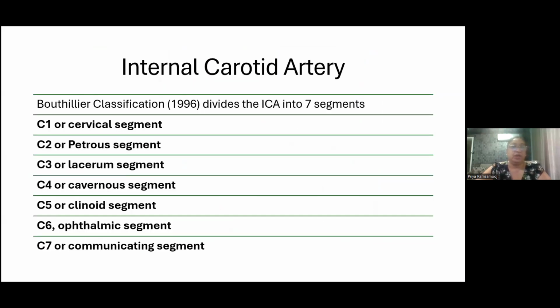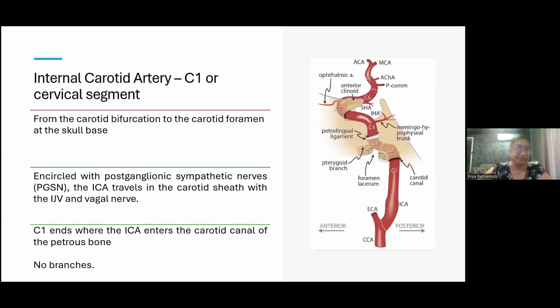So moving on to the Bouthillier classification devised in 1996, which divides the ICA into 7 segments. And this provides a beautiful anatomical roadmap. It's widely used, as I would have said, in neurosurgery and radiology, making it a standard reference today in terms of clinical practice. So you have C1, cervical segment, C2 or petrous, C3 or lacerum segment, C4 cavernous segment, C5 or clinoid segment, C6 ophthalmic, and C7 communicating. And we're going to go through each of these now because it is important that we're able to grasp the anatomy of the internal carotid artery.